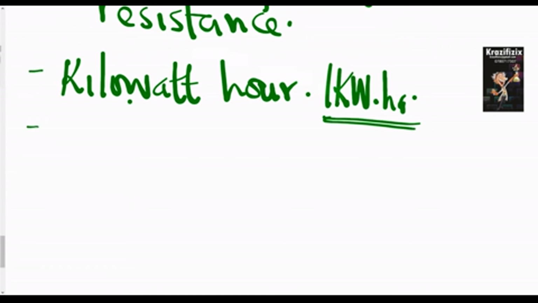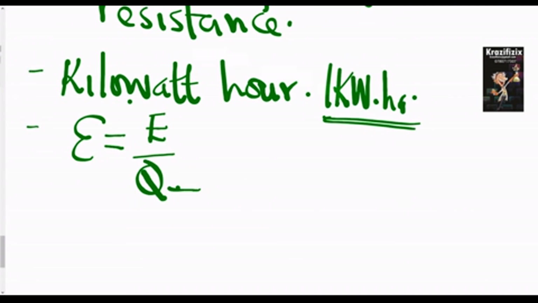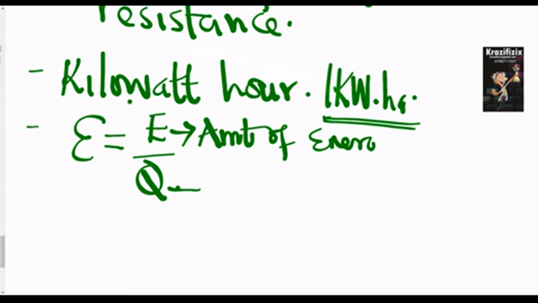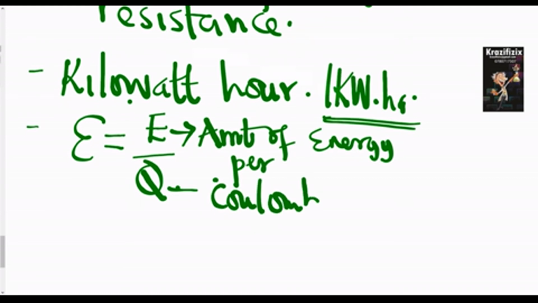What other thing do we need to know? We talked about EMF. We can also calculate EMF by saying E over Q. Remember Q from electrostatics, the charge, all right? And E is the amount of energy per coulomb. Q is coulomb, all right, very important.